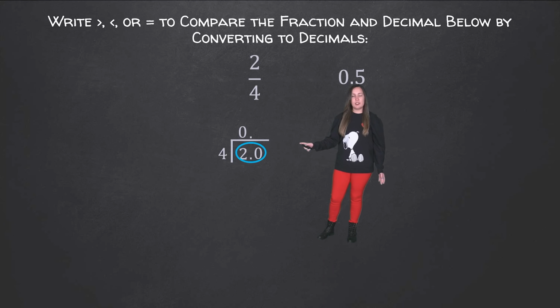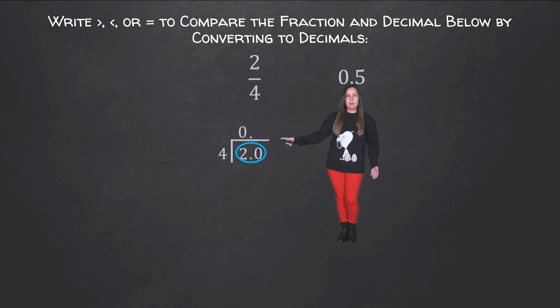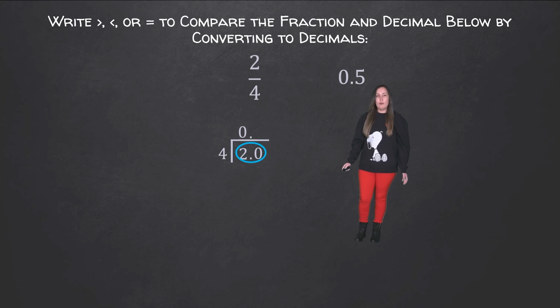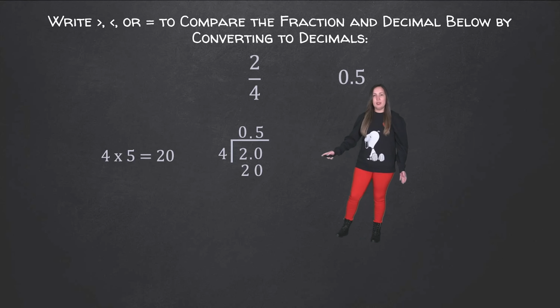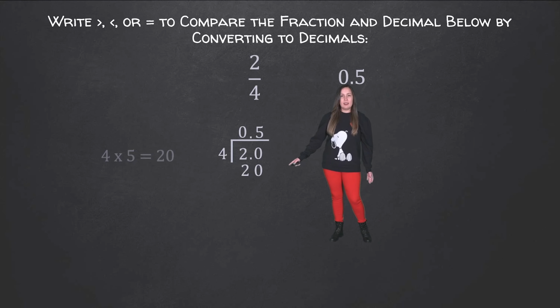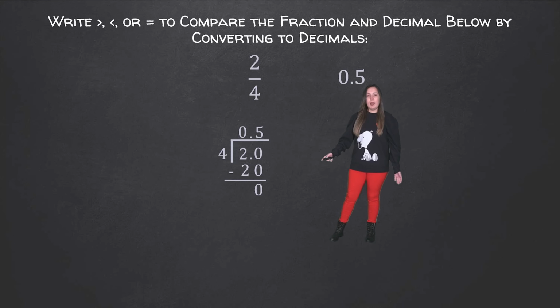Then we ask ourselves, how many times does 4 go into 20? Now, ignore the decimal point when we're dividing, just make sure you bring it up. So 4 goes into 20 5 times, and that's because 4 times 5 is equal to 20. So we're going to write that underneath and then subtract. 20 minus 20 is 0, so we do not get a remainder.